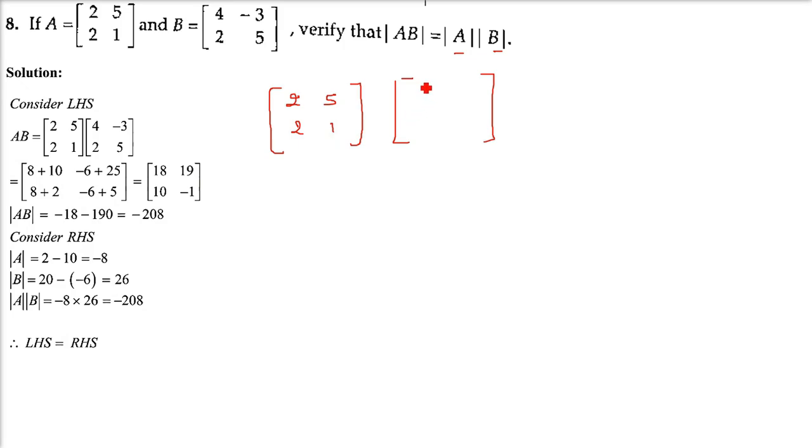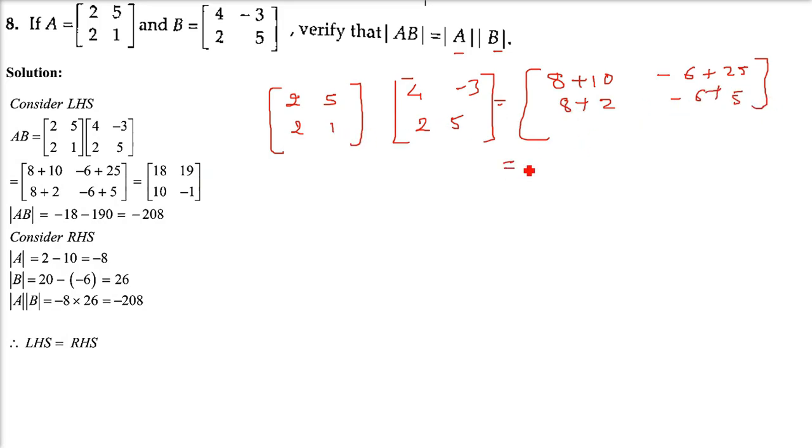So 2, 5, 2, 1 here, 4, minus 3, 2 and 5 here. So just take the multiplication of matrices. So this will be 2 into 4, 8, 5 into 2, add it, 8 plus 10. Then 2 into minus 3, that is minus 6, and 5 into 5, that is 25. Okay. Now we have 2 into 4, that is 8, and 2 into 1, that is 2. Now 2 into minus 3 is minus 6, and 1 into 5 is 5.